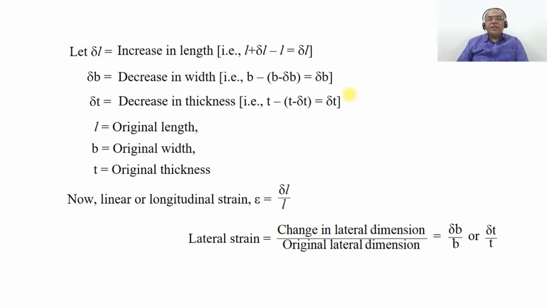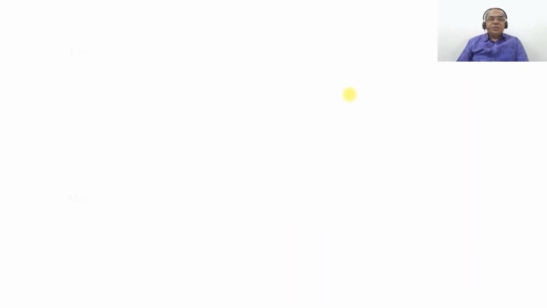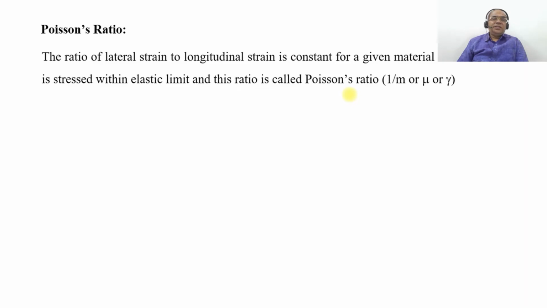So what is it going to be? Delta B by B or delta T by T. So this is how you will be able to explain the lateral strain and the longitudinal strain. Now we are going to take up another important thing, the Poisson's ratio. So what is the Poisson's ratio?